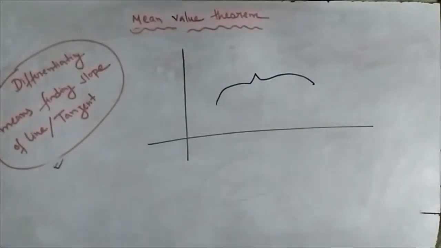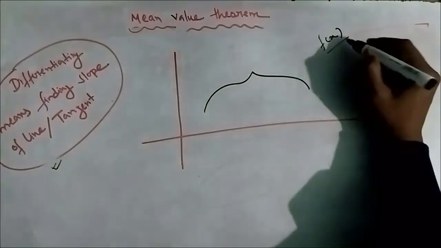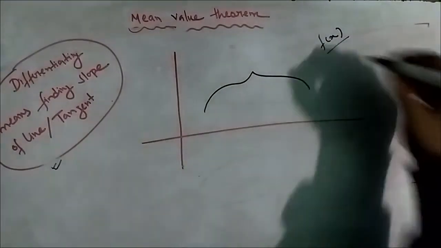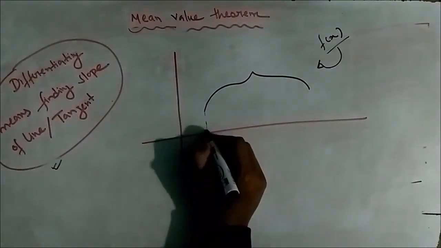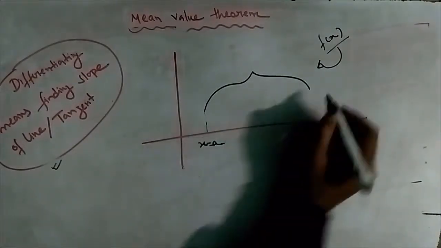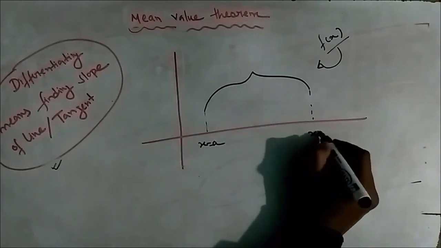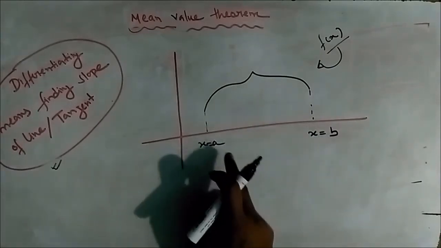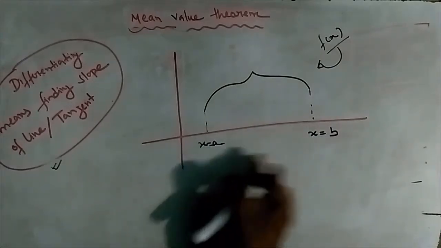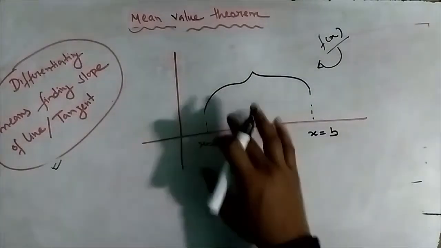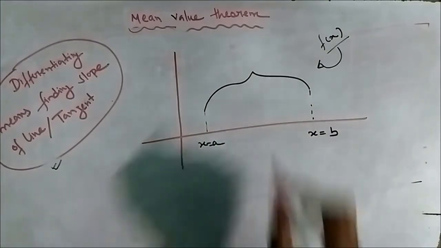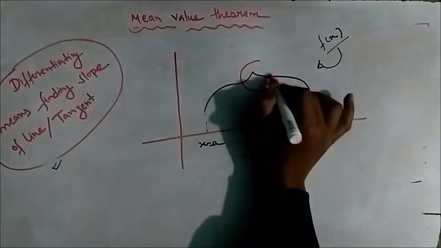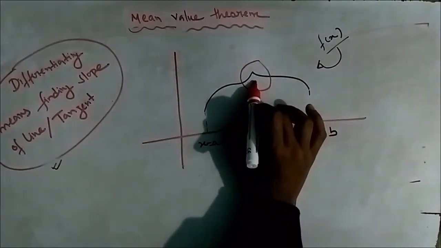Okay, we have a function f of x, and if we plot the graph of f of x, it will look like this. Suppose this point is x equals a and this point is x equals b. You can see the graph is continuous between x equals a and x equals b, because there is no point of discontinuity. But if you observe carefully, at this point, although the graph is continuous, it is not differentiable.